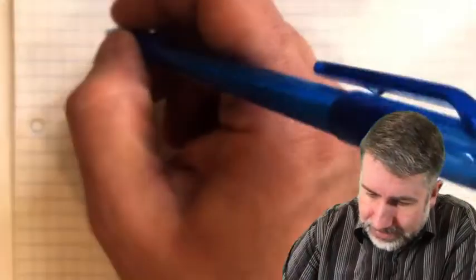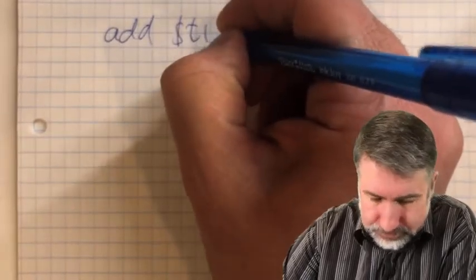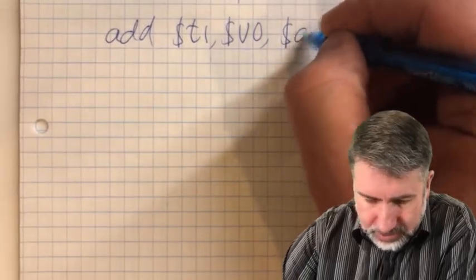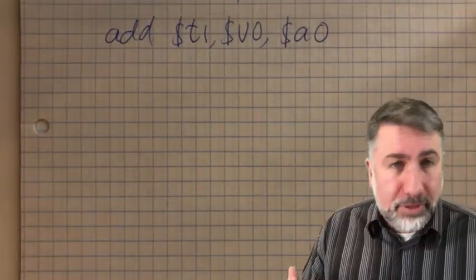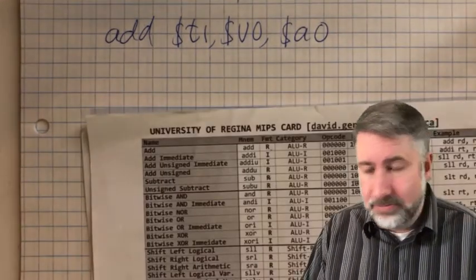We're going to do add into register T1 the values that are in register V0 and the value that's in register A0. So this is the instruction that we want to know the 32-bit number for. And all of this information is on our sheet.